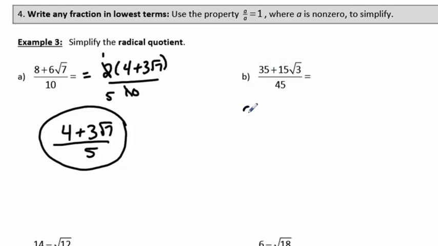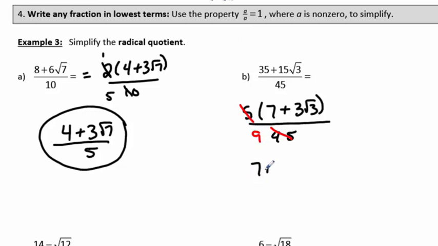Okay, let's try it again. Divide these all by 5. So let's factor the 5 out of the top. 5 times 7 plus 3 square root of 3 over 45. And that's going to give us 9. So my final answer is going to be 7 plus 3 square root of 3 over 9.